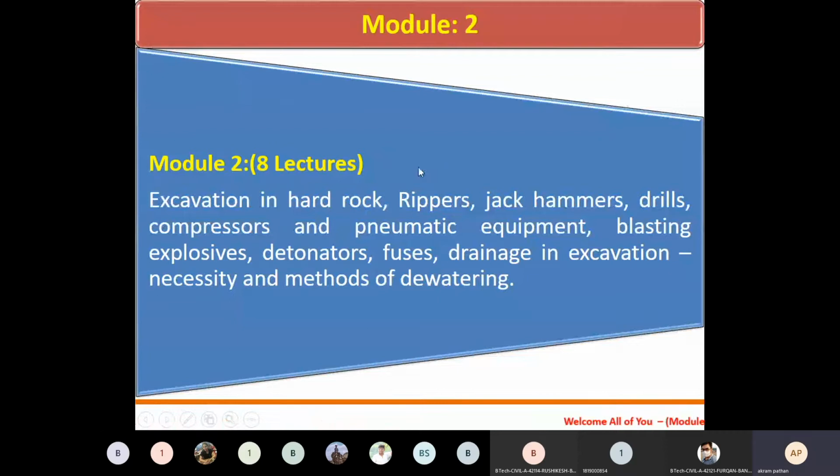So in the last lecture we discussed the rippers. What are rippers? How are rippers used for cutting rocks? Then we have another equipment and method, jackhammers. Then we have other techniques to cut the rocks and to drill holes, that is drills. Then we have compressors and pneumatic equipment, then blasting explosives, detonators, fuses.